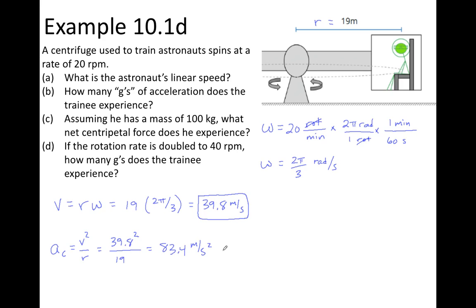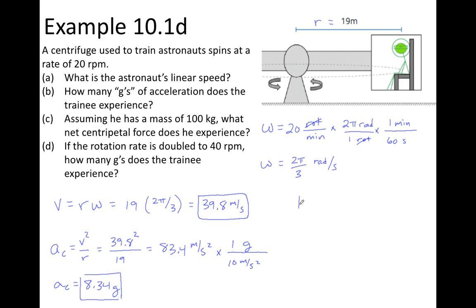But it doesn't want to know the acceleration in meters per second squared. It wants to know it in g's. So we need to know that a g of acceleration is 10 meters per second squared. So that means that the acceleration experienced by the astronaut is going to be 8.34 g's, or 8.34 times the normal pull of gravity.